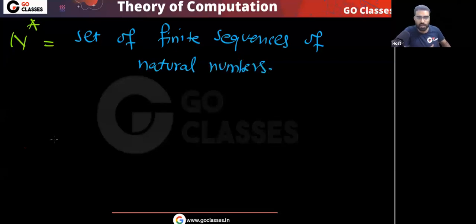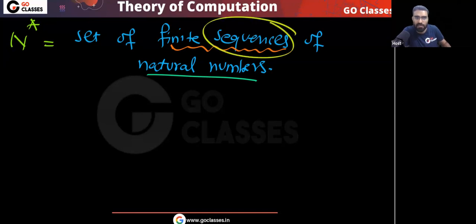Is this clear? The set of finite sequences of natural numbers. In N star, this type of element you have. For example, see this sequence. Remember, a sequence will belong to N star. For example, tell me, is this a sequence of natural numbers that I am giving you?